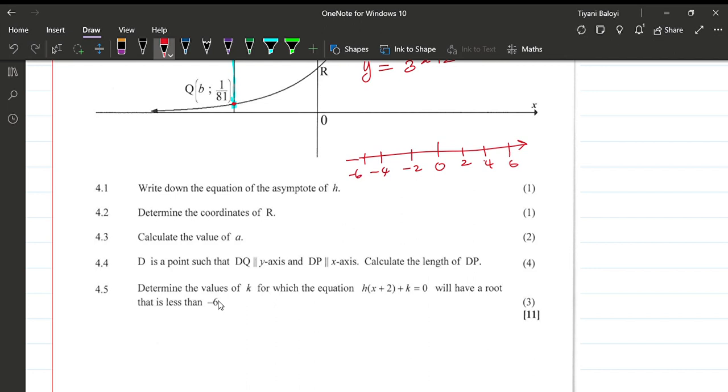The closer you are to 0 from this side, the larger your number is, right? So minus 2 is greater than minus 6. But from this side, the further you are from 0, the greater your number is. So 6 is greater than 2, right? So you can say that our values increase when you go in this direction. So roots that are greater than minus 6 will be here, and the ones that are less than minus 6 will be at minus 7, minus 8, all of those values, right?